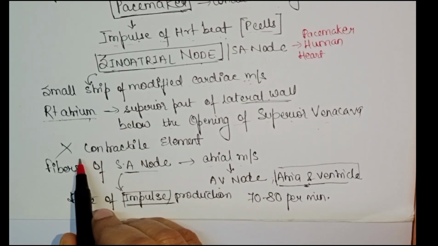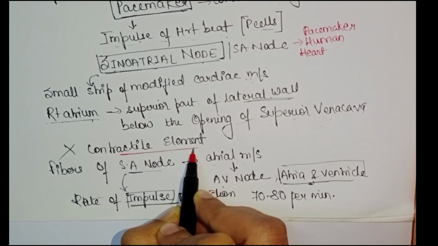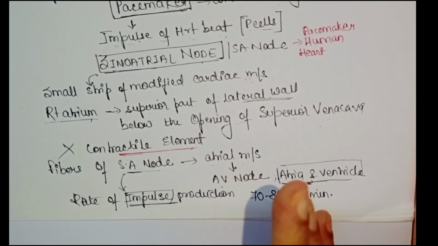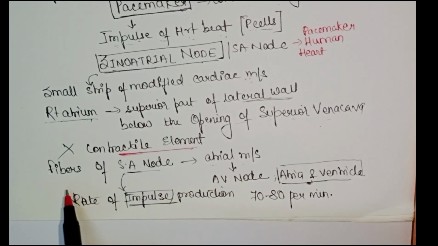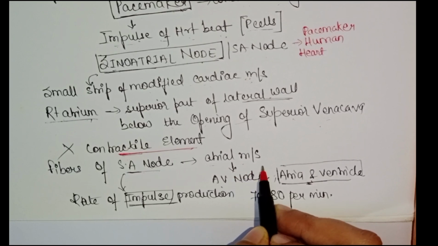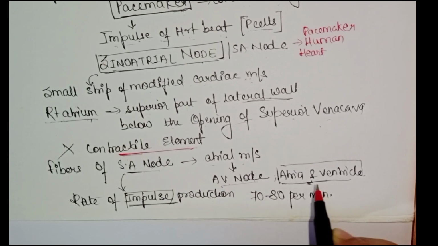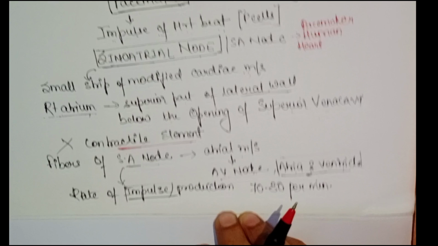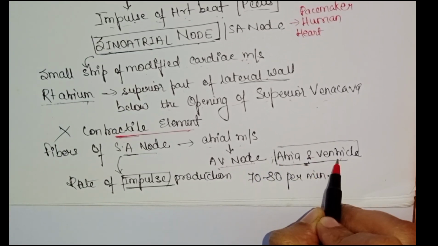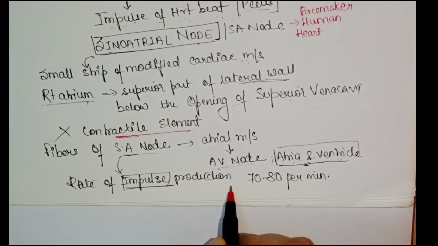The fibers of this SA node do not have a contractile element. That is, it can produce the impulse, but it does not have the feature of contractility. The fibers of the SA node are continuous with the atrial muscle, so that the impulse from the SA node spreads rapidly through the atria and other parts of the heart such as the AV, atrioventricular node, atria and ventricle. The important part is that the atria, ventricle and other parts of the heart can also produce impulse and act as a pacemaker.